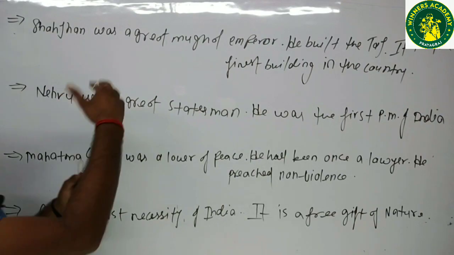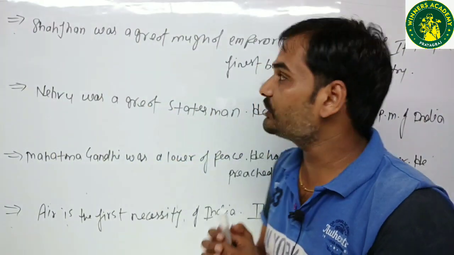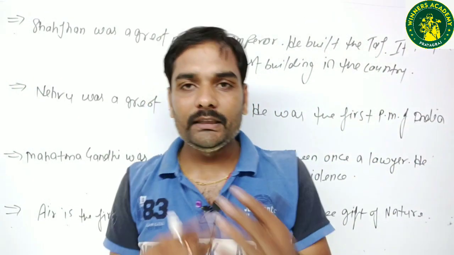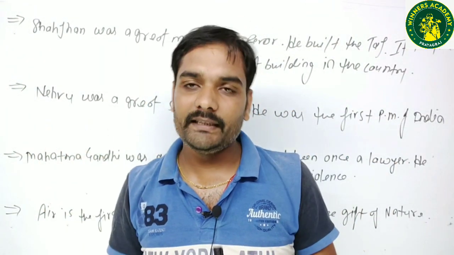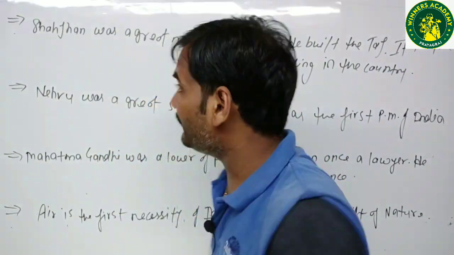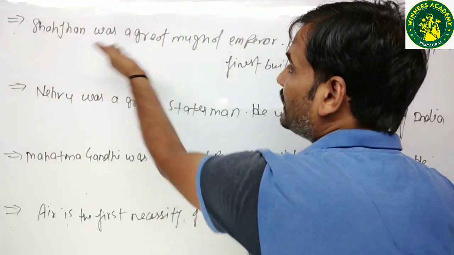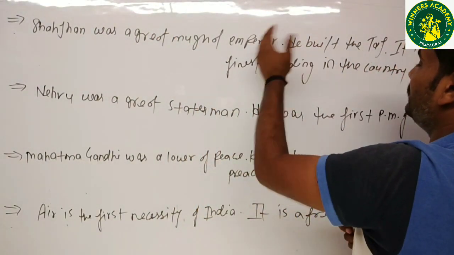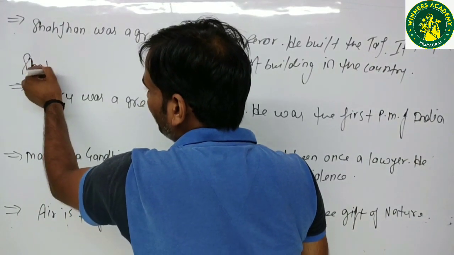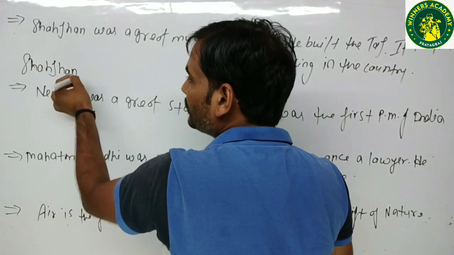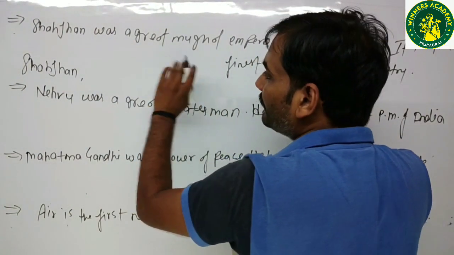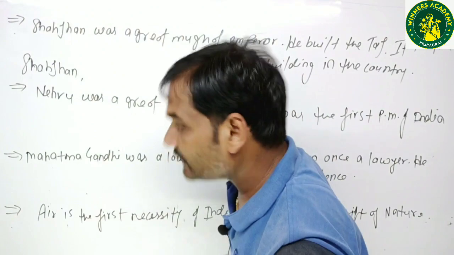Next, let's look at Shah Jahan was a great Mughal emperor. He built the Taj, and it is the finest building in the country. This is a slightly longer sentence, meaning 3 sentences combined into one. So first we have to turn 3 into 2, and 2 into 1. So how to do it first, Shah Jahan was a great Mughal emperor. He built the Taj. So what to write first? You will write Shah Jahan, add a comma. Okay, now what to write after that? Okay, now if you structure it like this here, it is better.